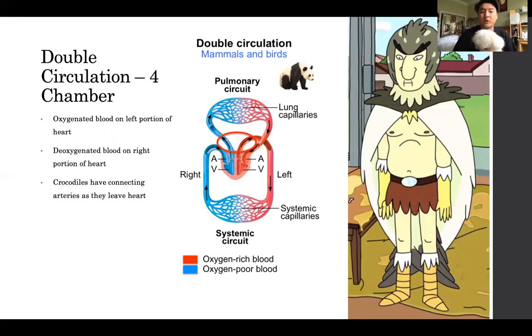And next we're going to look at the 4-chamber heart. We're going to see this in mammals and birds. So you, me, my dog Yuka, she has a 4-chamber heart. So we're going to have 2 atria and 2 ventricles. Oxygenated blood is going to be on the left side of the heart. Deoxygenated blood is going to be on the right side of the heart. Another thing that makes it unique is that crocodiles actually have a connection between the 2 arteries as they leave the heart. So this red circle here, they have a connection there.